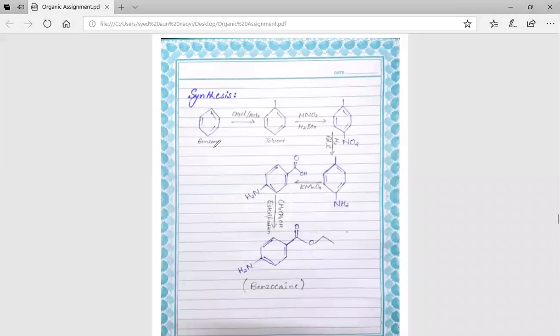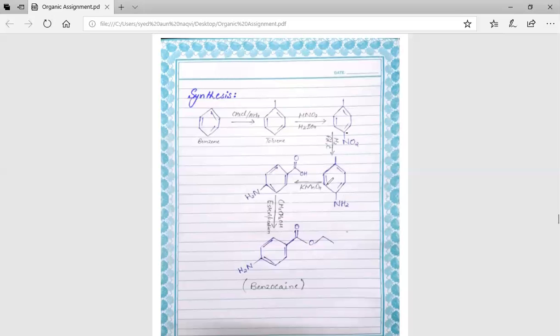When benzene undergoes Friedel-Crafts alkylation, we will have toluene as a result. And when toluene is nitrated using HNO3 in the presence of sulfuric acid, we will have para-nitro, because the nitro group is attached at the para position, so we will have para-nitrotoluene. Again, on reduction, the nitro group is converted to an amino group. So after functional group interconversion, we will have para-aminotoluene or 4-aminotoluene.